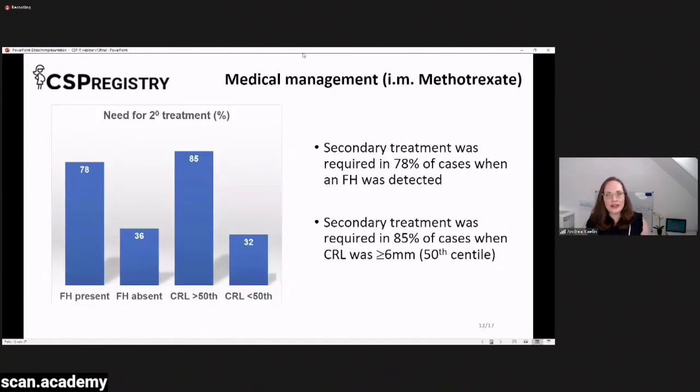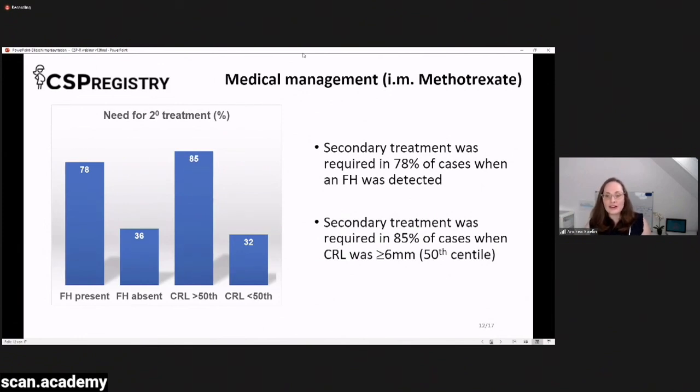So I'm going to speak about medical management for the next 2 slides, because as we have seen, there is a lot of interest in that, and actually it's still used quite frequently. We looked at success and the need for secondary treatment to help us choose which women might be suitable for that. But for now, what we have found is that 3/4 of women that had a positive heartbeat and were treated with methotrexate were not sufficiently treated and needed secondary treatment.